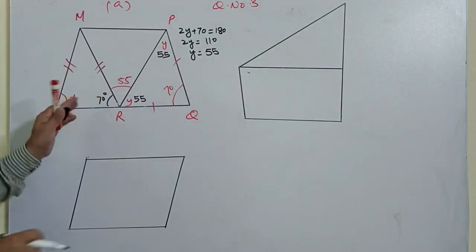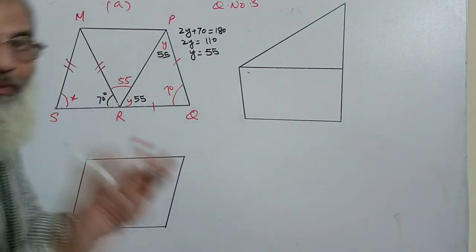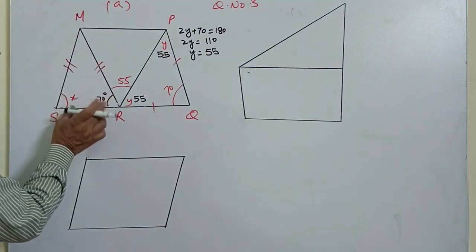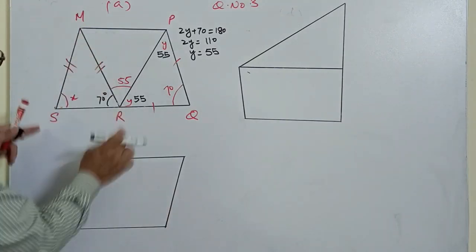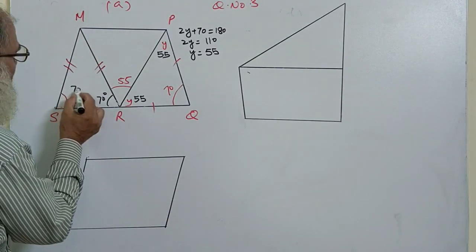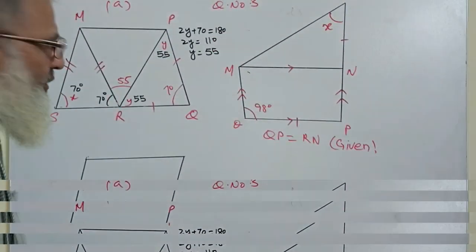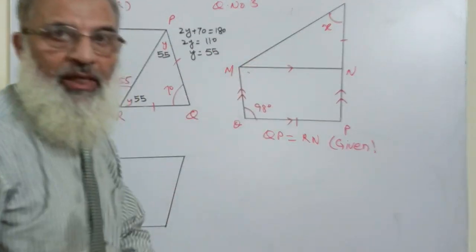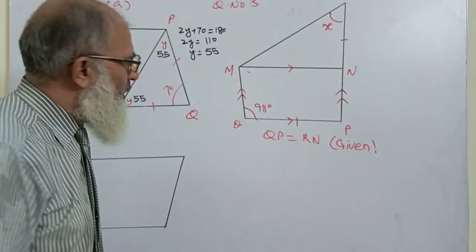Since this is 70 degrees and this is one of the two base angles, you know that the base angles are always equal in an isosceles triangle. So it is 70 degrees over here. Now dear students, see this figure or shape very carefully.